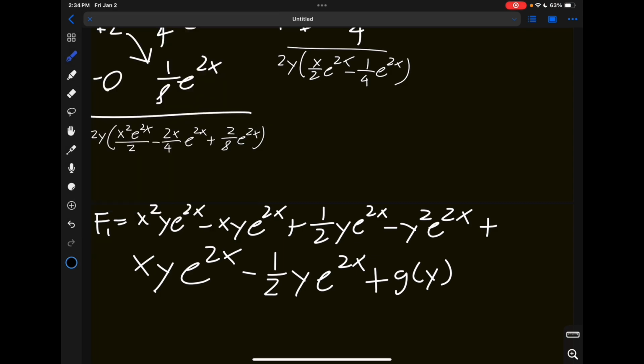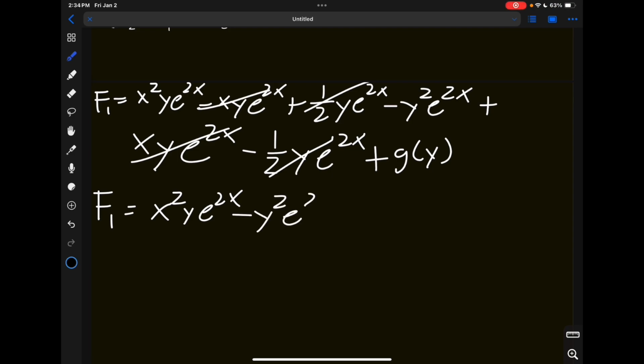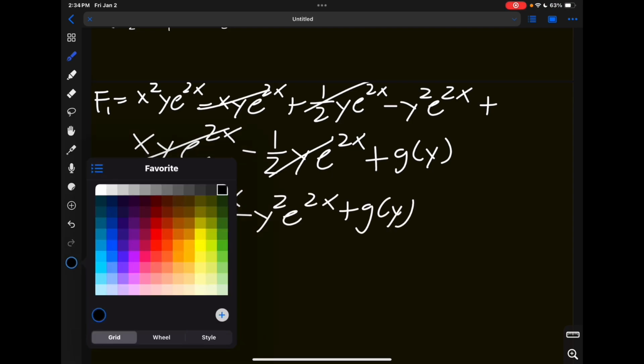Okay, then we cancel the common terms with the same signs in the same term. So we cancel this one, we cancel this one, and we are only left with, so our f1 is x squared y e to the 2x minus y squared e to the 2x plus g of y. Now we got our f1.